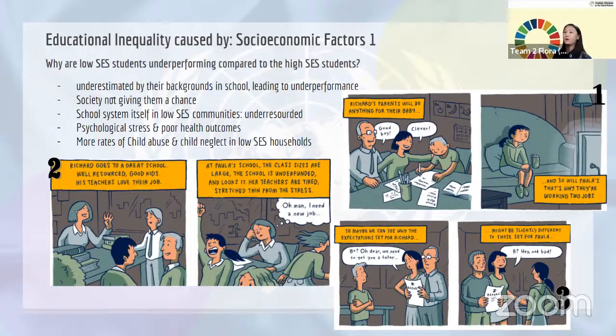The school system itself can be one of the main factors as well. Students who are located in the low SES community tend to have a lack of resources to provide enough and safe studying environment for students. Also, psychological stress and poor health outcomes, which are a result of governments not supporting the nation's health system, making it harder for low-income families to go to hospitals when they are sick, is also one of the issues as well. Some studies even show that low SES households have a high chance of child abuse and child neglect.